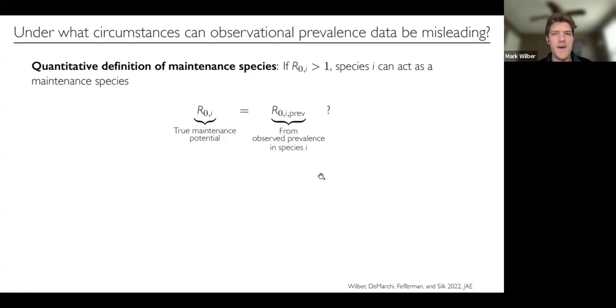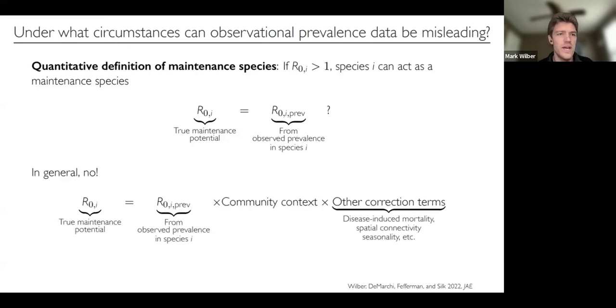Right? So we did some mathematical modeling to ask, is this generally true? Are there some specific cases where this is true? And you might not be surprised. In general, no, this is not true. If you just have prevalence data, you're almost always going to have some sort of bias in your estimate of maintenance potential. And that bias is going to depend on community context, which I'll return to in just a second, but also other types of correction factors. So if you have spatial heterogeneity or temporal heterogeneity or disease-induced mortality in your system, these can all bias estimates of maintenance species that you would make from prevalence data alone.